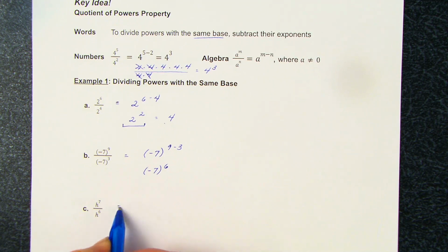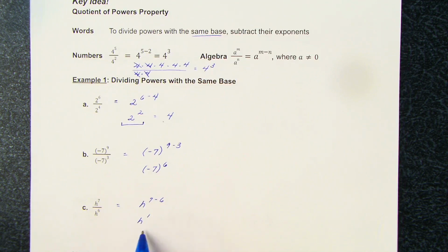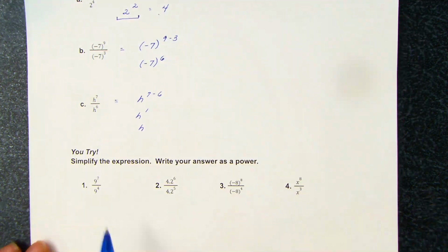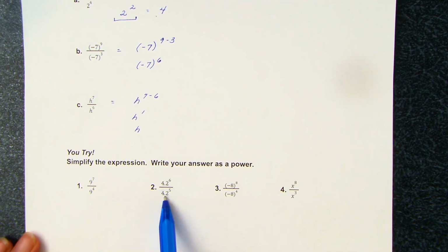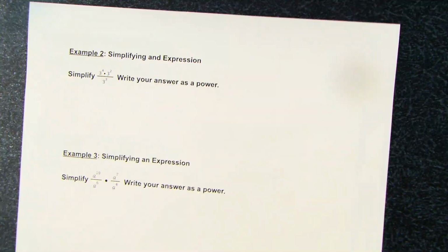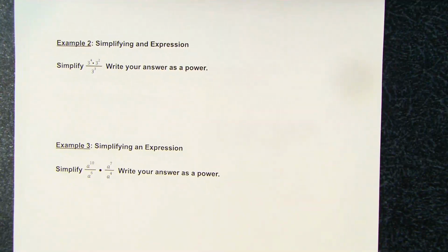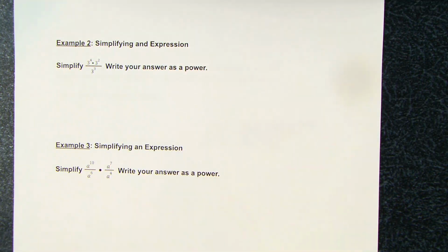And for C, using our quotient of powers property, I've got h to the 7 minus 6th power, which is h to the first power, which is just h. So let's see if there's anything weird here. No. Notice that everything has the same base. And then we have two different examples where we are simplifying an expression.